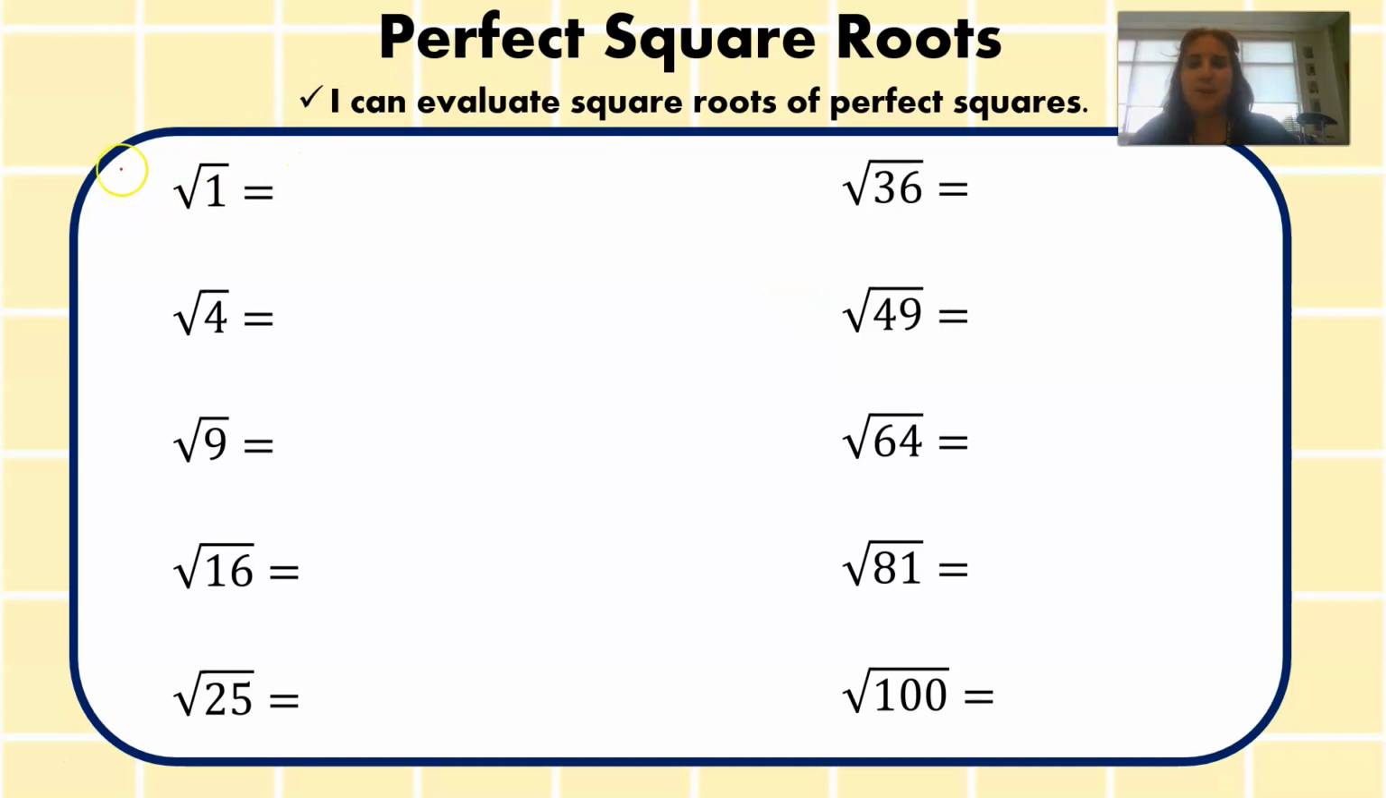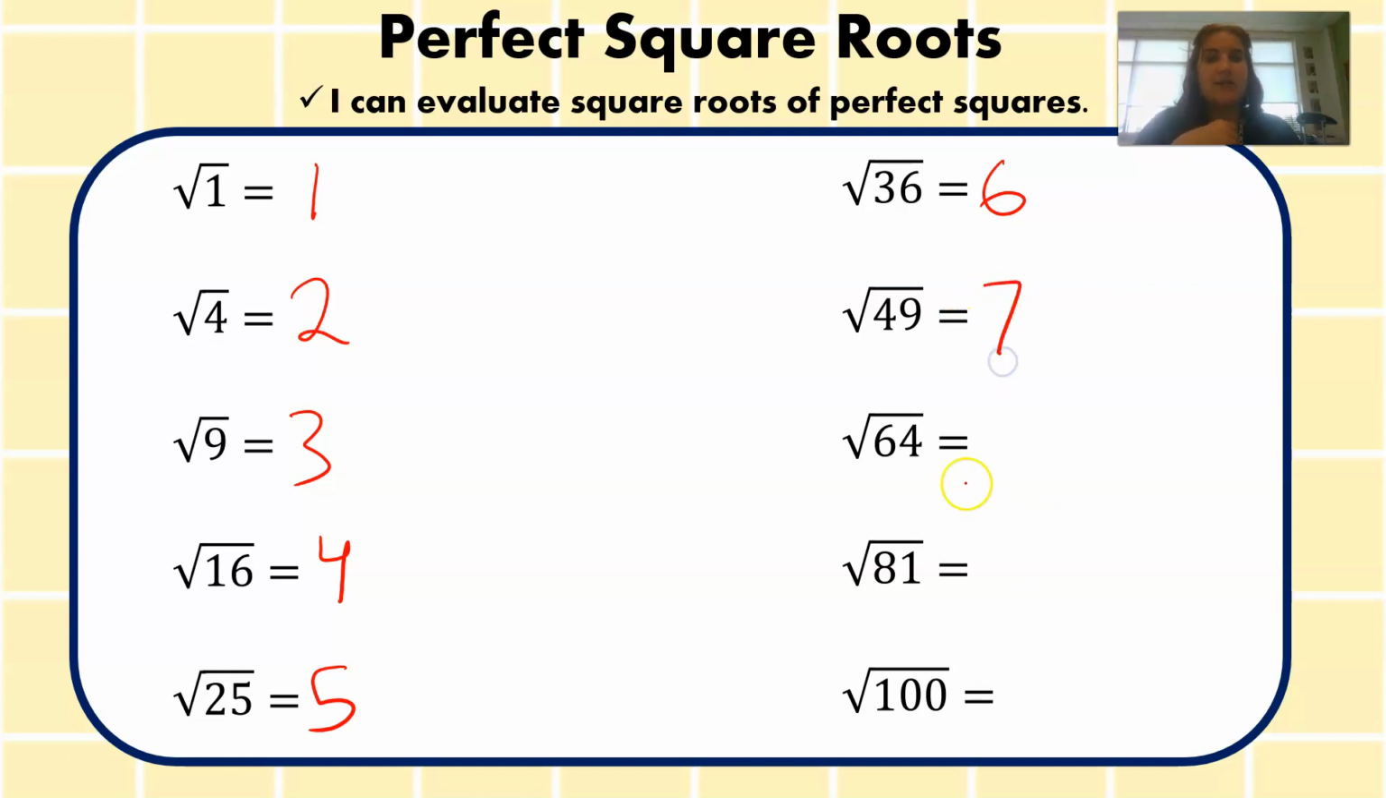Alright, so our perfect square roots. Square root of 1 is 1. The square root of 4, what number times itself equals 4? 2. The square root of 9, what number times itself equals 9? 3. The square root of 16 is 4. The square root of 25 is 5, because 5 times 5 is 25. The square root of 36 is 6. The square root of 49 is 7. The square root of 64 is 8. The square root of 81 is 9. And the square root of 100 is 10, because 10 times 10 equals 100.